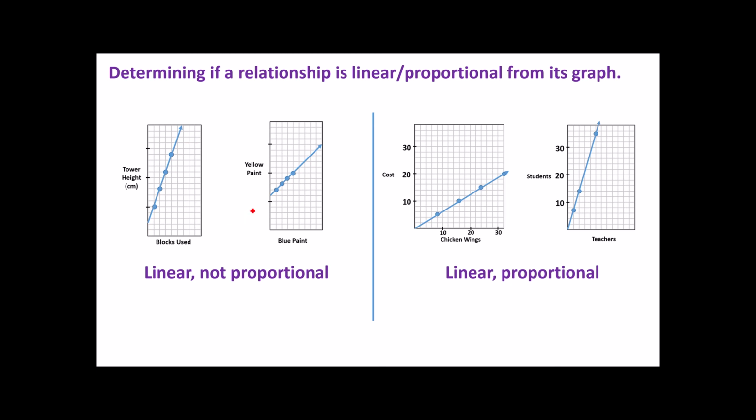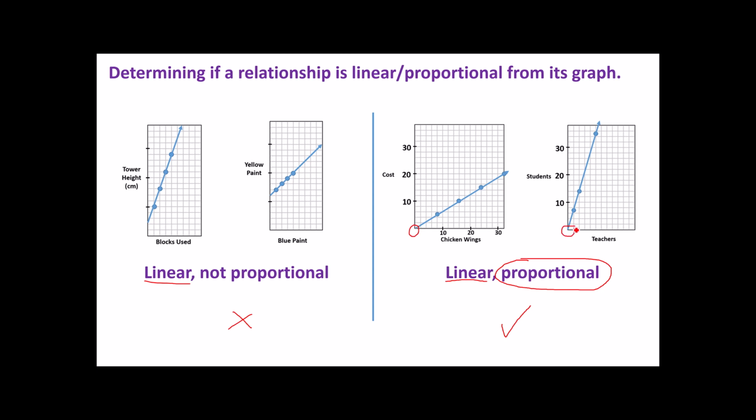Notice that all of these are straight lines. That's because they are all linear. So if it is linear, it is going to have a straight line. But in order for it to be proportional, something else must be true. Can you see what that is? It's something that's true here on the right that is not true over here on the left. Do you see it?